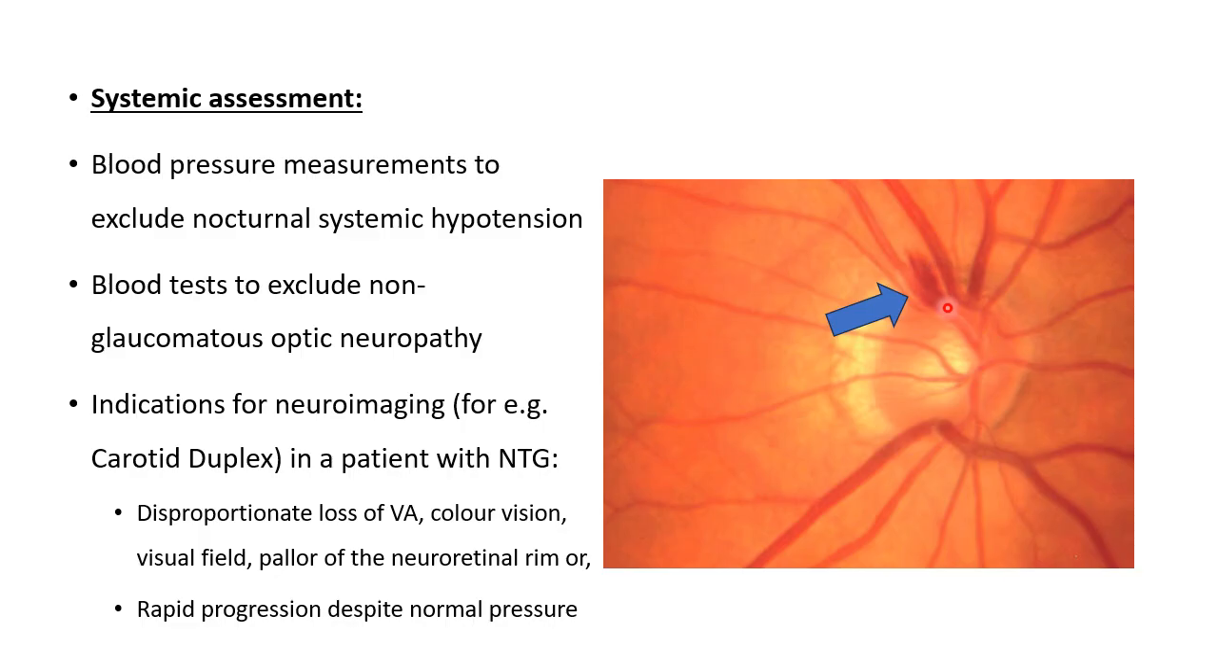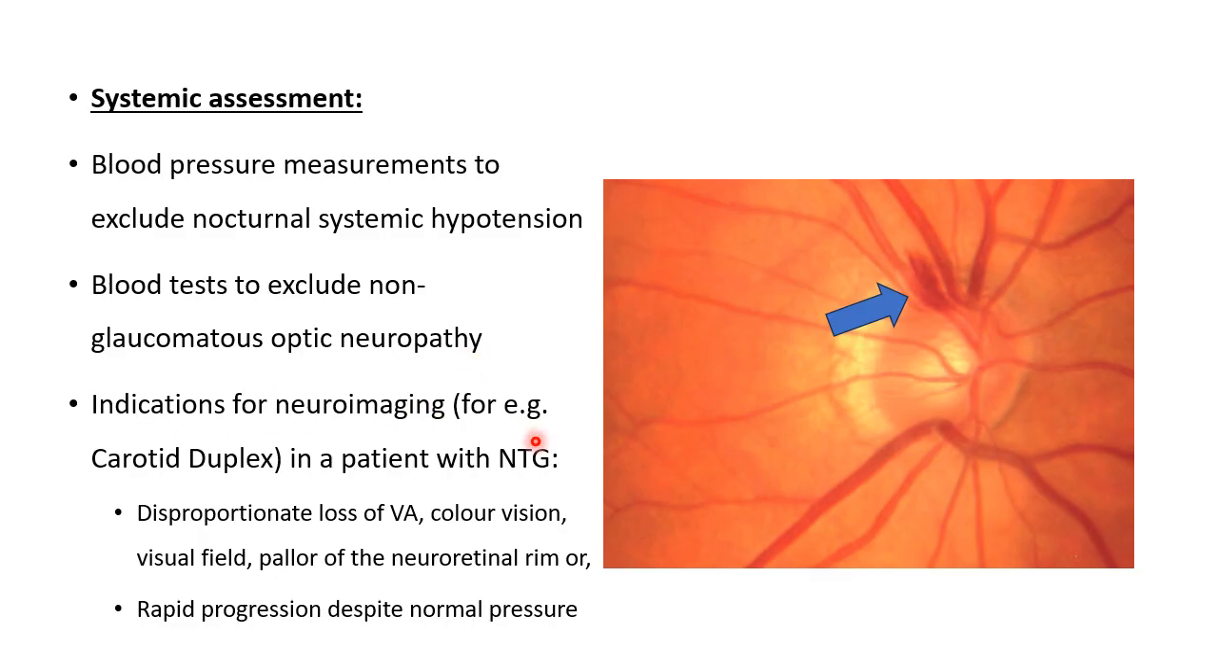Now, what you see here is a disc hemorrhage known as Drance hemorrhages. These are superficial RNFL hemorrhages happening at the disc margin. Very pathognomonic of normal tension glaucoma. Please remember that. So what systemic assessment should you do in a patient of normal tension glaucoma? Blood pressure measurements to exclude nocturnal hypotension. Blood tests to exclude non-glaucomatous optic neuropathy.